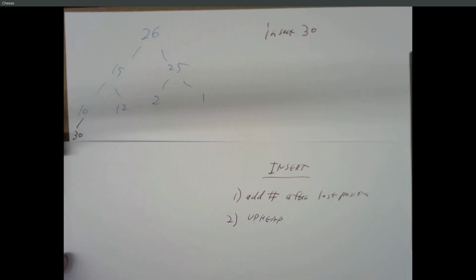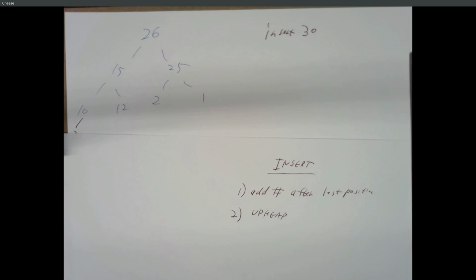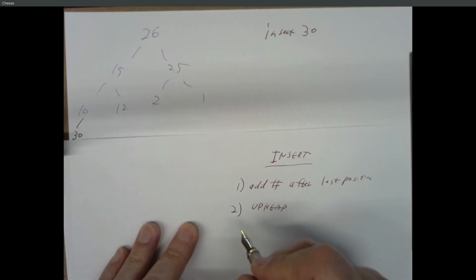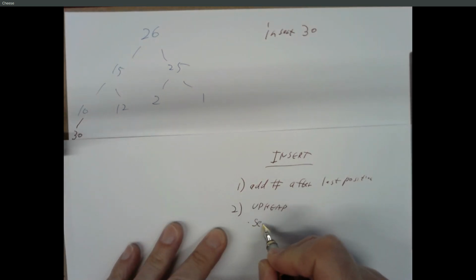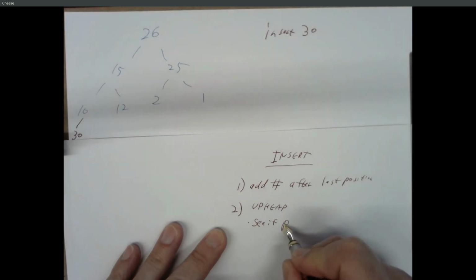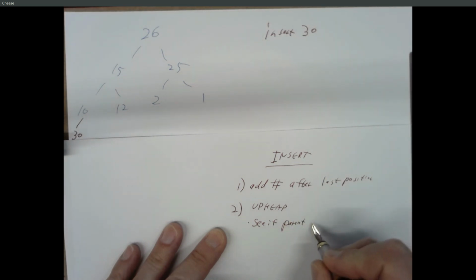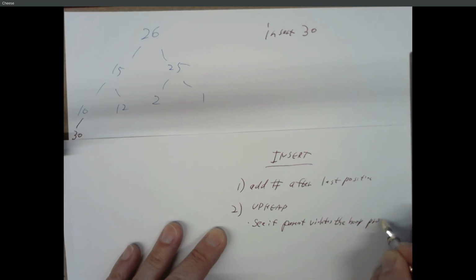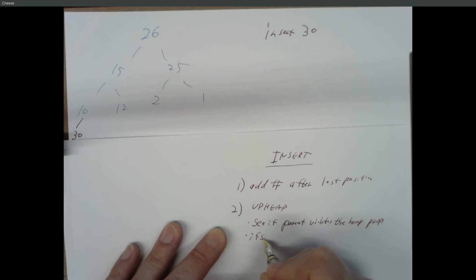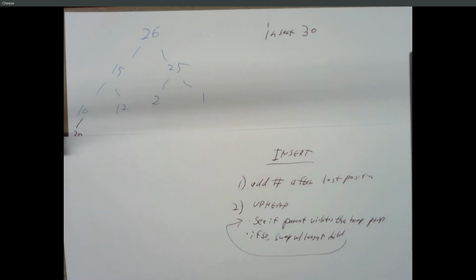Upheap is kind of the dual of downheaping. So how do we upheap? See if the parent violates the heap property. If so, swap with the largest child and repeat.